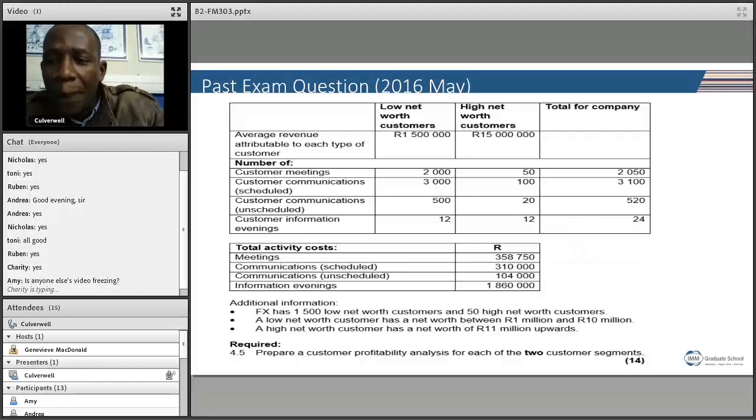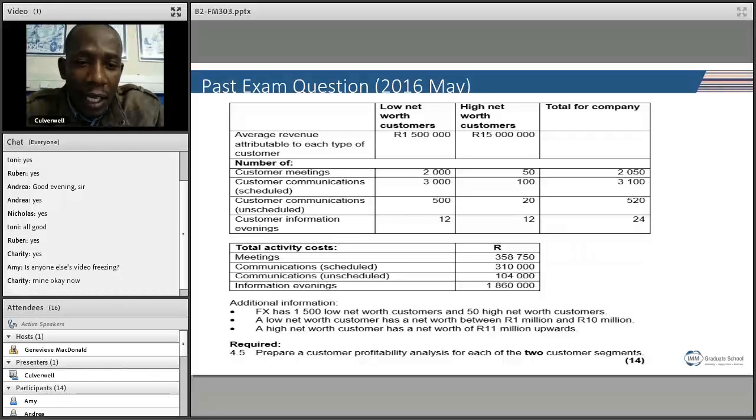If you are in the exam and you add the 2,000 plus 50 and it doesn't give you the total for the company as 2,050, what that means is the examiner just wants you to analyze the two given, but the company could still also be servicing another client, like a middle net worth customer. But in this case, 2,000 for low net worth customers plus the 50 of high net worth customers gives me 2,050. So the conclusion is this company is only servicing 2 clients. Okay, and then I also go ahead and interpret the question itself.